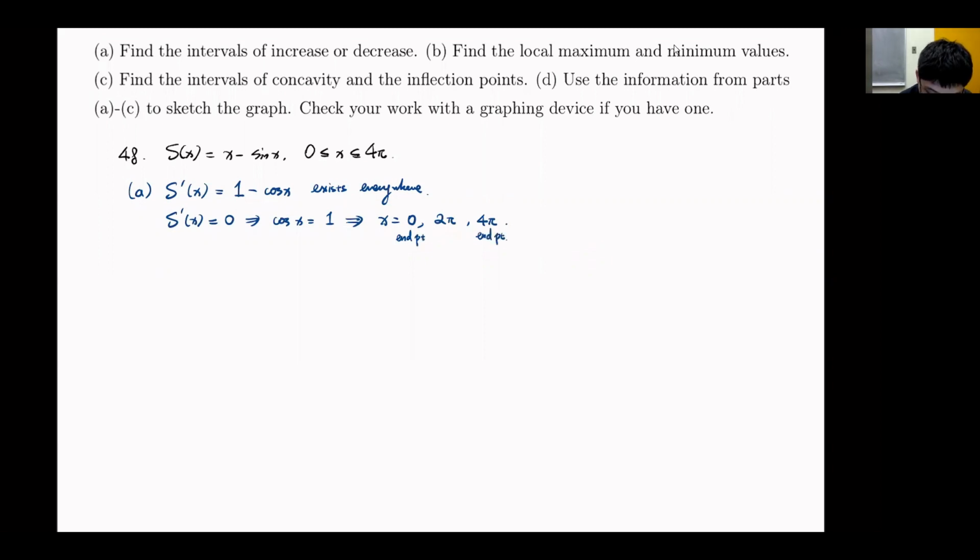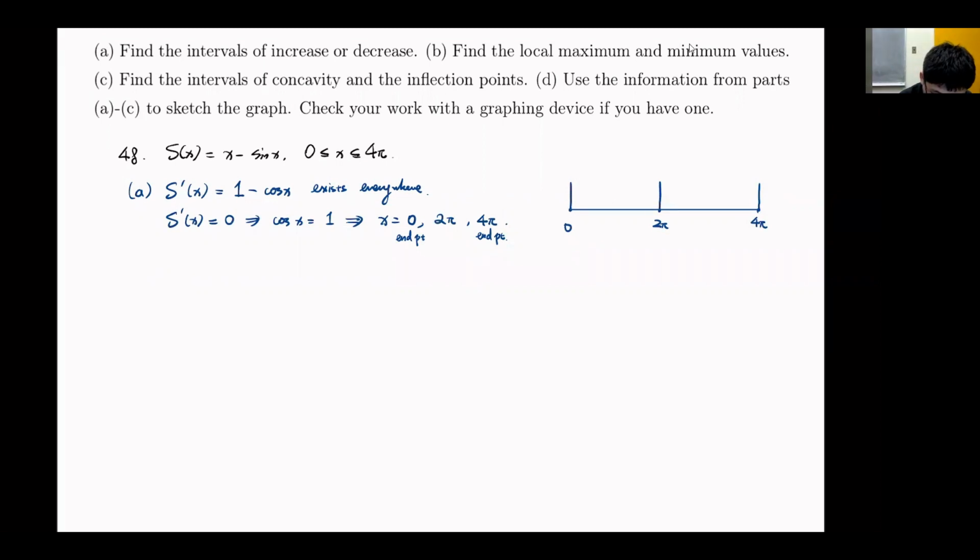So indeed, for this function, we only have one critical number, and this one critical number separates the domain 0 to 4 pi into two parts. So this is my domain 0 to 2 pi, 4 pi, and the midpoint will be my critical number. All right, so then we already have two intervals to consider.